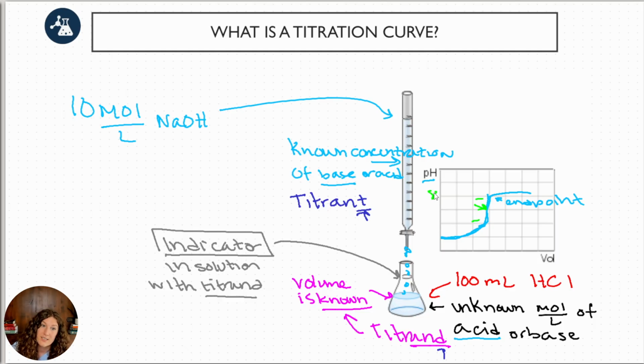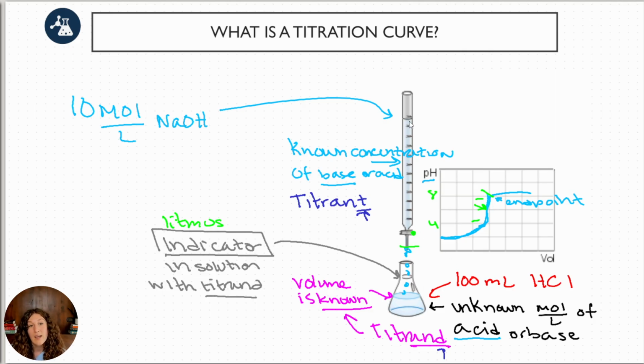Let's go ahead and say that this is 8 up here and 4 down here. So we might want to use a litmus solution for this indicator, litmus, since our litmus will change colors once we hit 8.3. And so we'll know that that endpoint has happened. And so what we do is we say, as soon as we see that endpoint, we stop dripping. So as soon as you see that color change, you turn off the little nozzle here and make sure that it stops dripping.